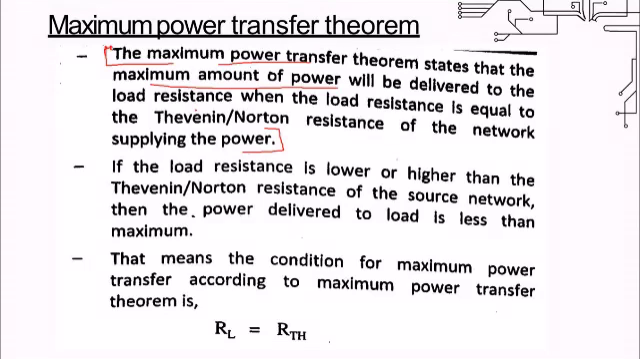But how to identify how much power is going to be delivered to the load? See here is the statement: if a load resistance is lower or higher than Thevenin's or Norton's resistance of the source network, then power delivered to the load is less than maximum.